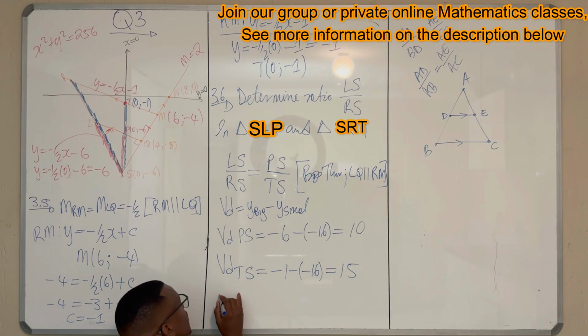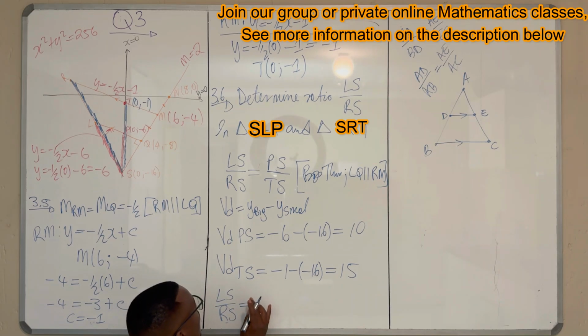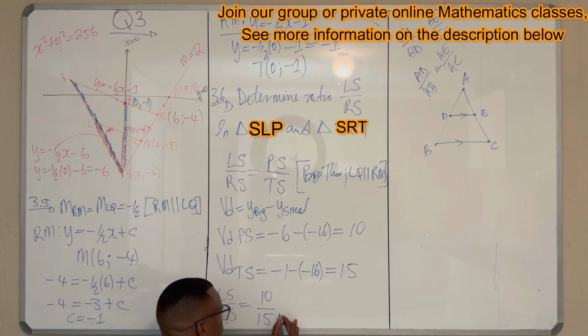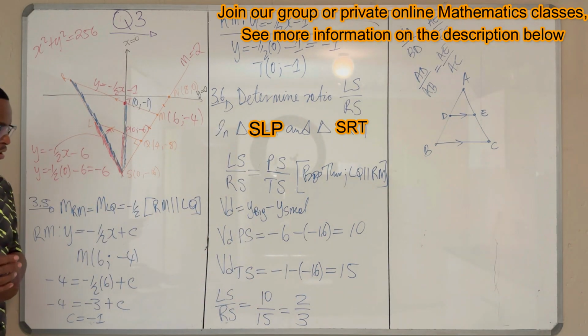So you said your LS over your RS equals the distance PS, which is 10, over the distance 15, which should come out to be 2 over 3. So that's the ratio of LS to RS, which they asked us to do. So we're done with it.